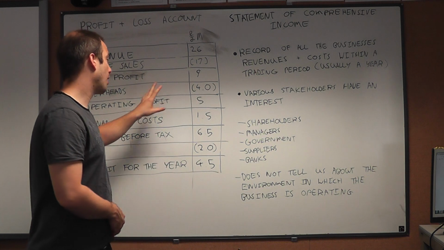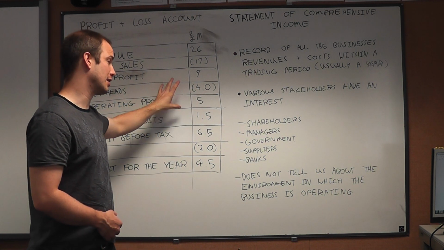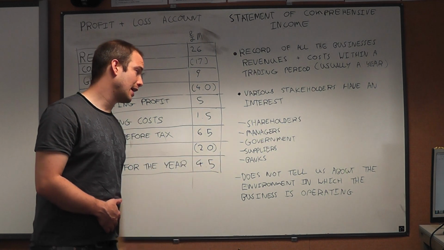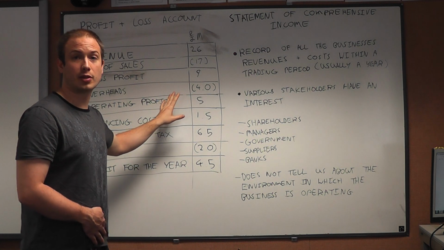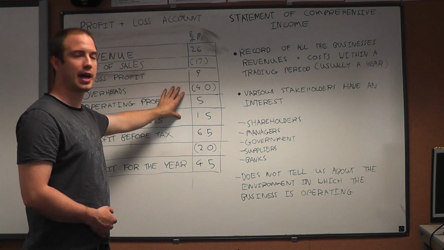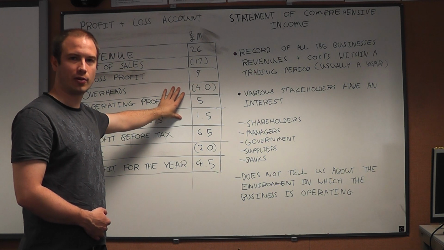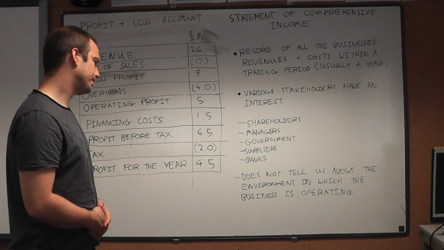So suppliers are really keen to see a profit and loss account to see if a business can continue to function. And similarly, the banks want to be able to see a profit and loss account because if they're going to lend money to a business, they want to see whether a business is able to pay them back on their loans. So it's really important for that.